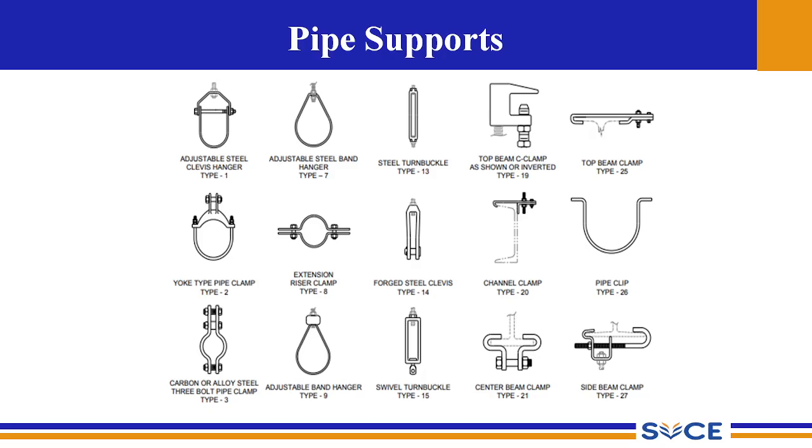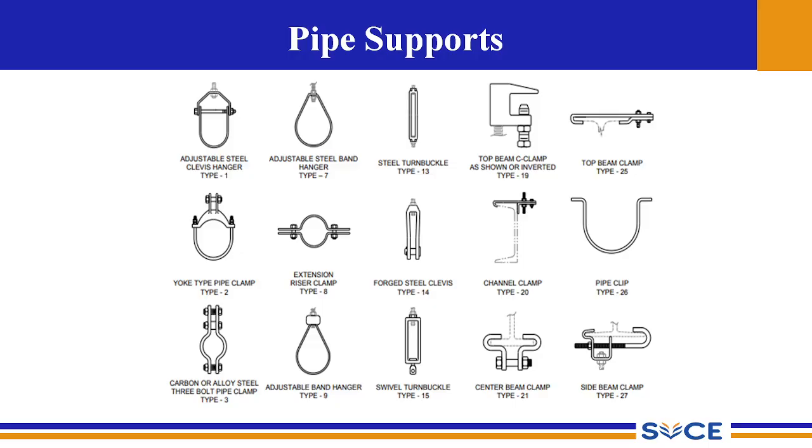Then type 21 is a center beam clamp. A center beam clamp is a device which attaches to the bottom flange of a structural shape where the vertical rod is required to be centered on a structural shape. And this center beam clamp also does not require any kind of welding.